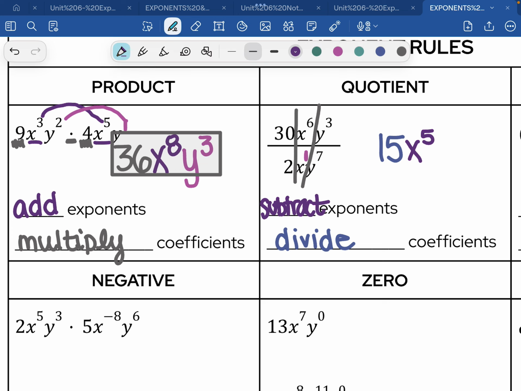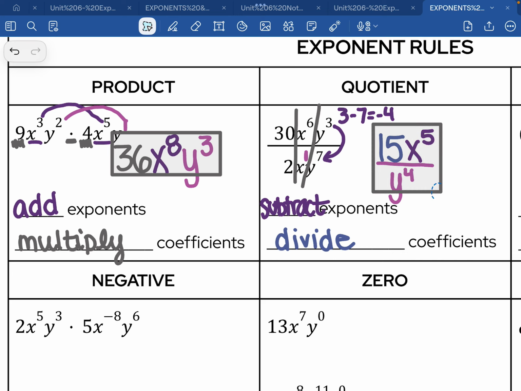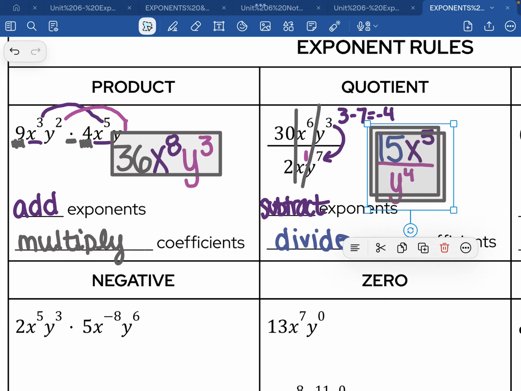For the y's, the one difference here is that 3 minus 7 is going to be negative 4. There are more y's on the bottom than there are on the top. In fact, there are 4 more y's on the bottom. So that's going to make y to the 4th on the bottom, which is our negative exponent rule, just getting to it a little ahead of time. So if your answer is negative, put it on the bottom and make it positive, which is the rule we're going to write on the negative here in just a second.